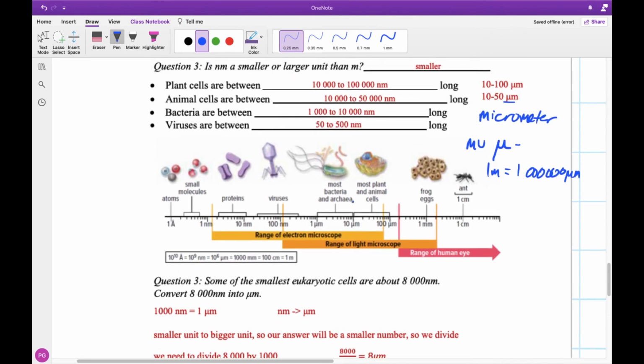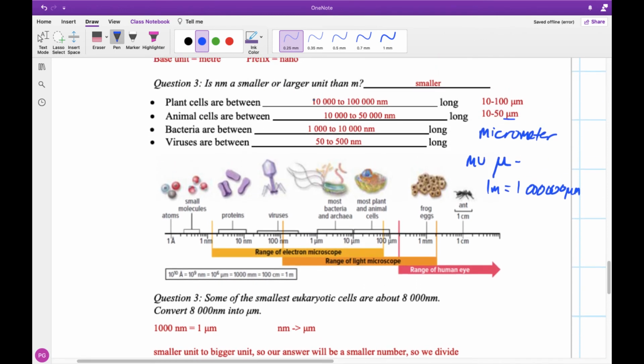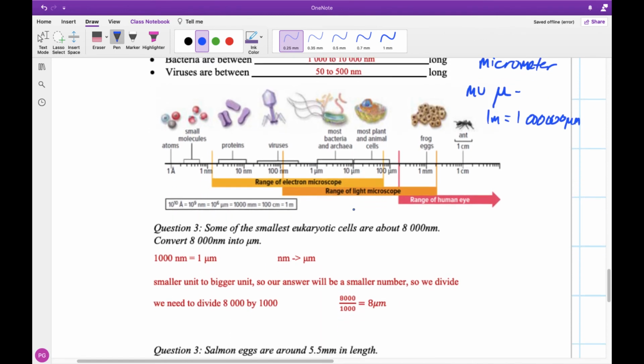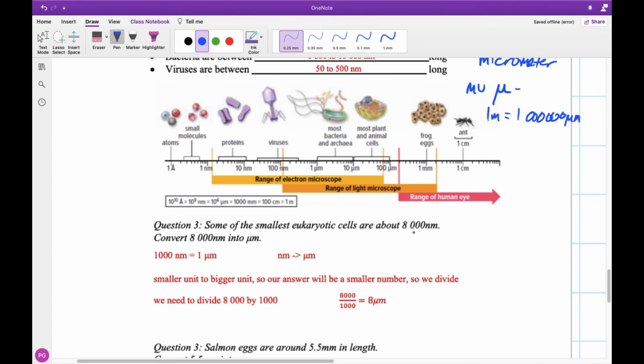Now, we said our eukaryotic cells, our plant and animal cells, usually go down to about 10,000 nanometers long, but some of the smallest ones can go down to around 8,000. Now, what would we do to convert 8,000 nanometers into micrometers? Well, we need to recognize that a billion to a million, that's 1,000 times bigger. Then our micrometer is 1,000 times bigger than our nanometer. So micrometer is a little bit bigger than our nanometer is.